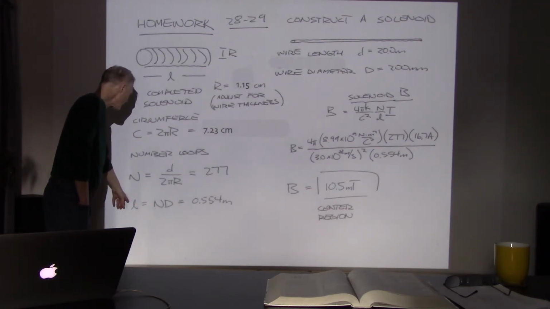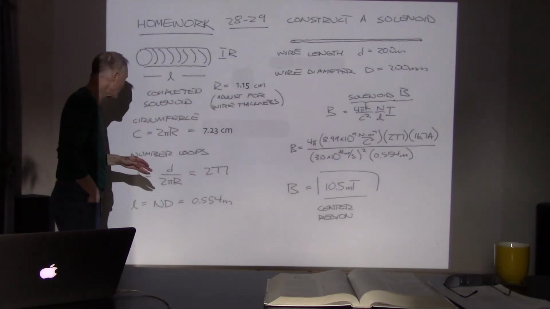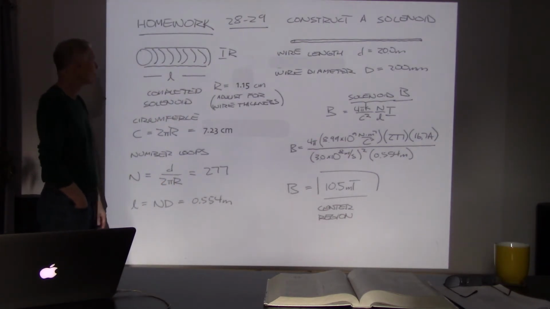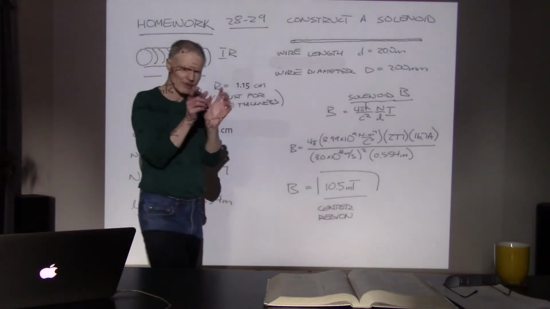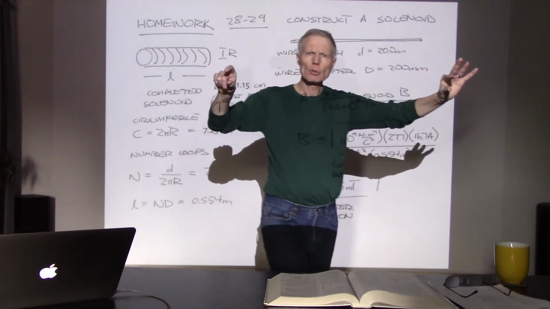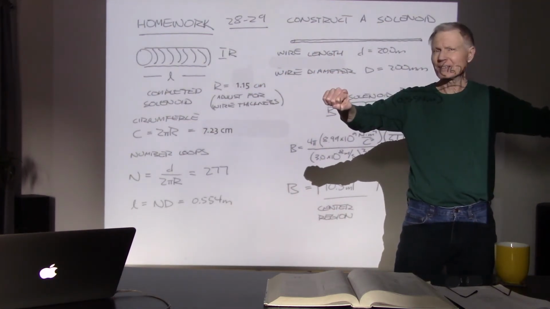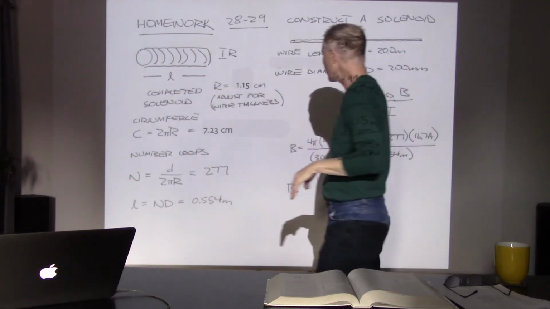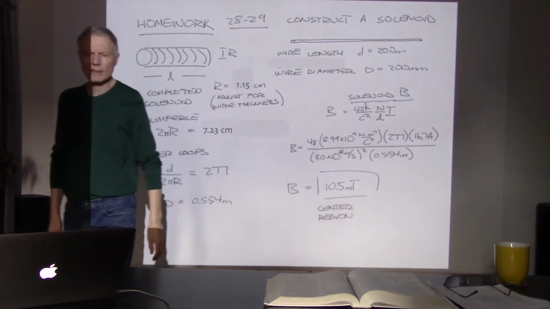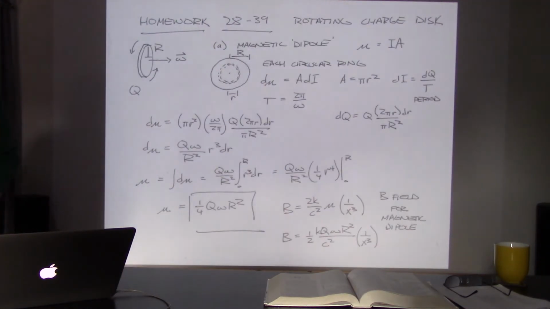And now the length of this is going to be 277 times the thickness of each wire. And that means that the solenoid is going to be 55 centimeters in length. So it's only 2.5 centimeters wide, but it's like 50 centimeters long. So it's a really long cylinder. It's got a small R and a big L. Anyway, putting all the numbers in, the magnetic field worked out to be 10.5 millitesla near the center.